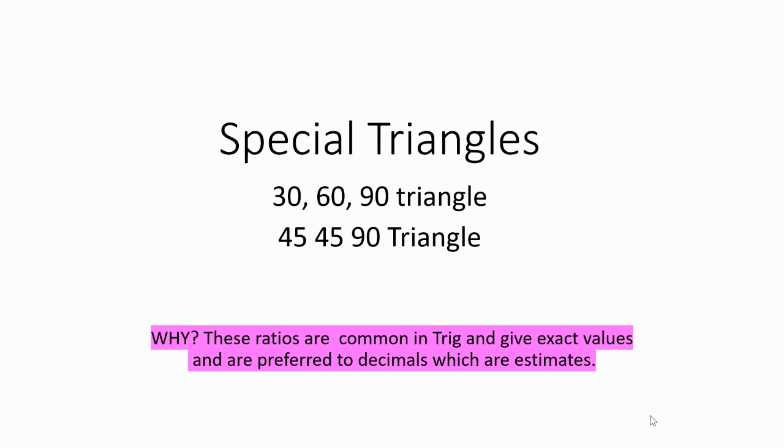Hi, we're going to deal with special triangles this time, and that's a 30, 60, 90 degree triangle and a 45, 45, 90 degree triangle. The reason that we use them is that they're very common in trigonometry and they give you exact values, and exact values are preferred to the decimal values, which are estimates. So do you need them for NCEA level 3? The answer is no. It just makes your answer more elegant.